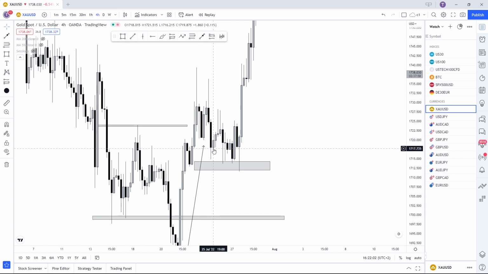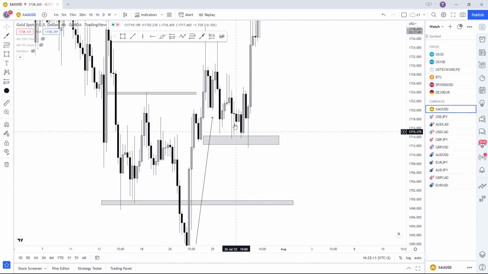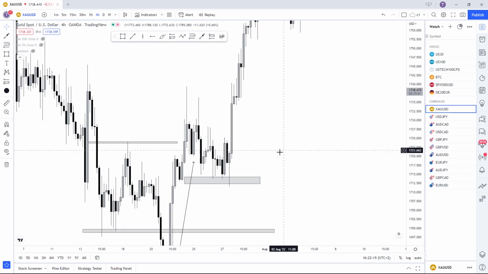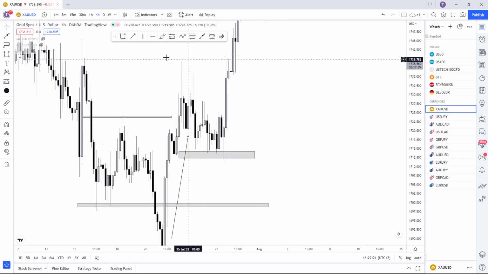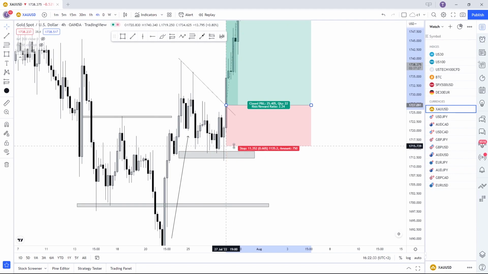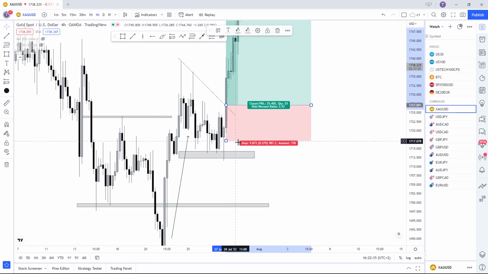So the market came down to this level. It could not break this level right here. It's failing to break this level. So there are two types of entries. You would have waited for it to break this corrective pattern, right there.